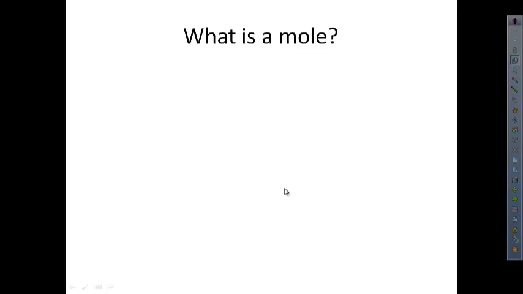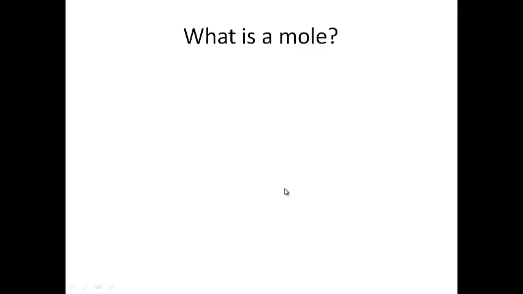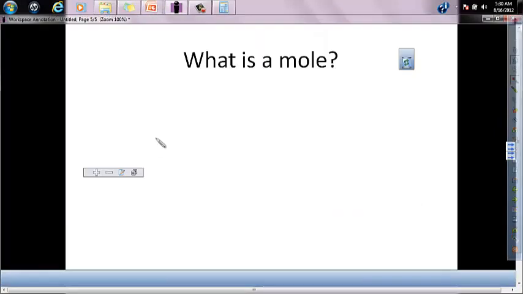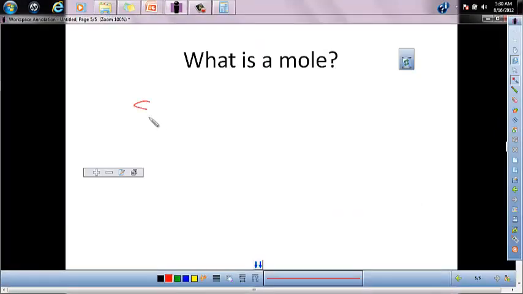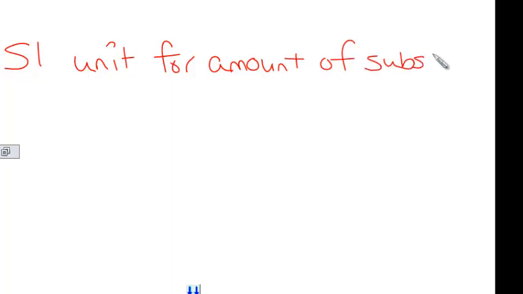Alright, so you've been hearing this little word mole. What exactly is a mole? Well, a mole is a unit. Okay, it's the SI unit for the amount of a substance. You're probably thinking, what does that mean?